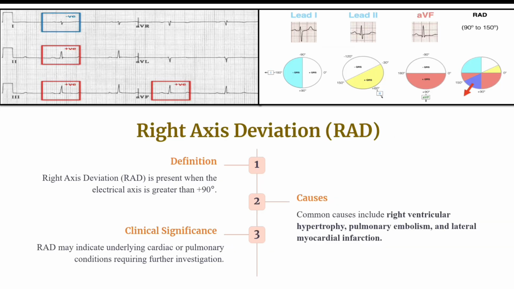Right axis deviation. A right axis deviation occurs when the QRS axis is greater than plus 90 degrees. Causes of right axis deviation: right ventricular hypertrophy, pulmonary hypertension, chronic obstructive pulmonary disease or COPD, left posterior fascicular block. Clinical significance of right axis deviation. Right axis deviation is often associated with right heart strain or lung disease and is commonly seen in patients with cor pulmonale or pulmonary embolism.